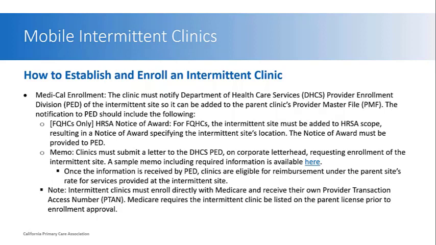The notification to PED must include the HRSA notice of award if the clinic is an FQHC to show the intermittent site as part of your HRSA scope. The notification should also include a memo on corporate letterhead requesting enrollment of the intermittent site. There is a sample memo linked on this slide for your reference. For Medicare enrollment, intermittent sites must enroll directly and receive their own provider transaction access number.